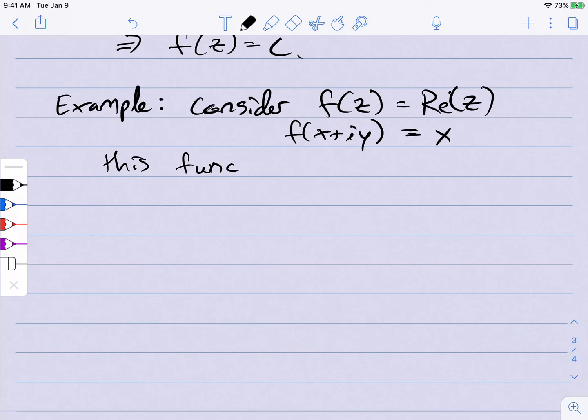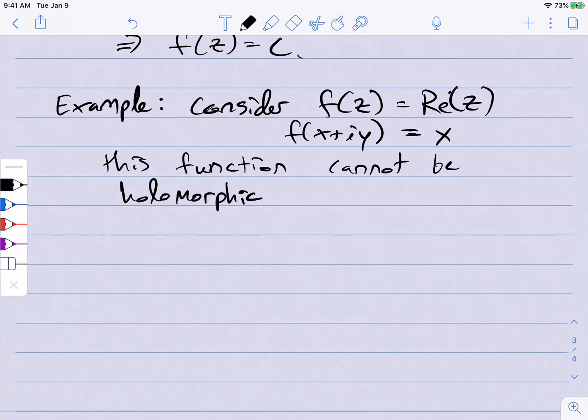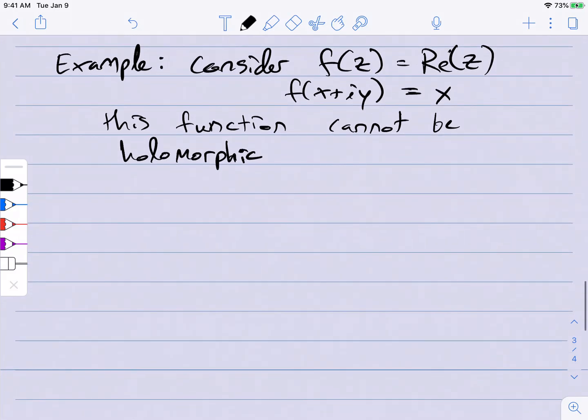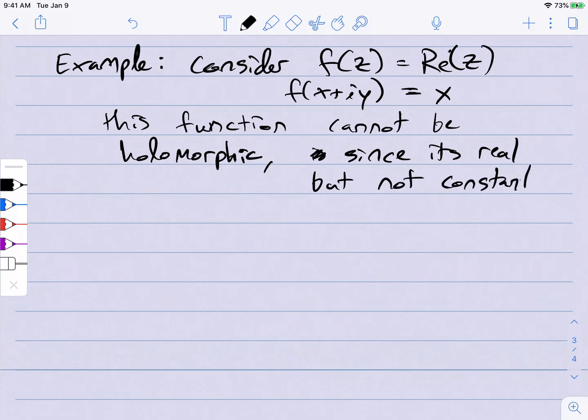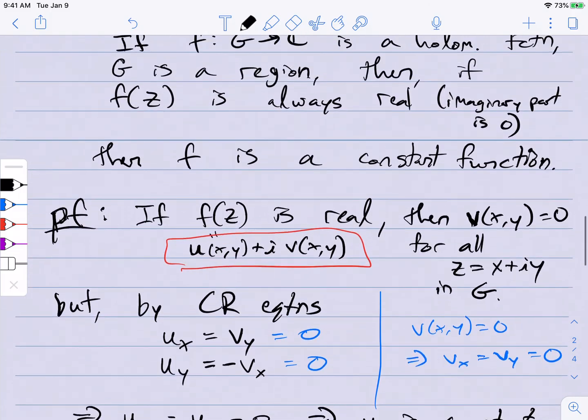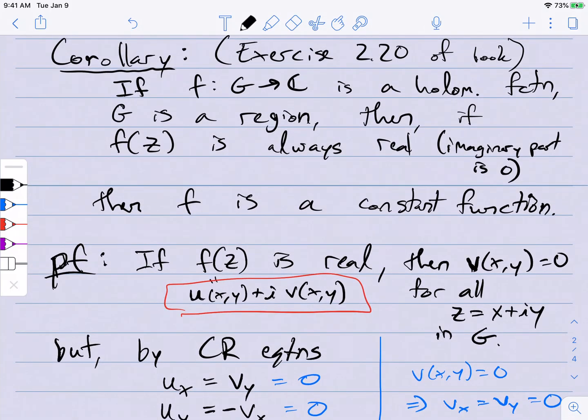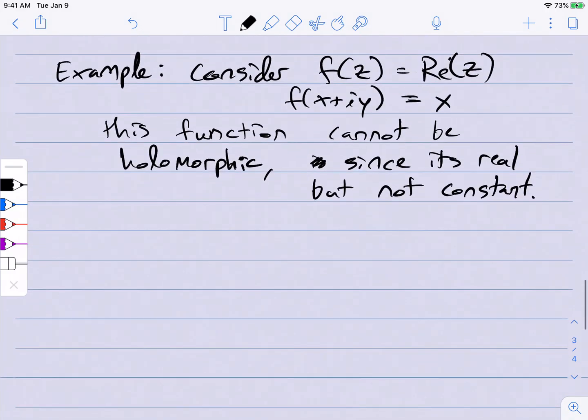So this function is defined everywhere on all of C. And this is saying that it cannot be holomorphic. In other words, its complex derivative can't be well defined everywhere, because it's a real valued function, but it's not a constant function. And what we just proved is that if a function is differentiable and it's real, then it has to be constant. Here we have a real function that's not constant, which means it's not differentiable everywhere.